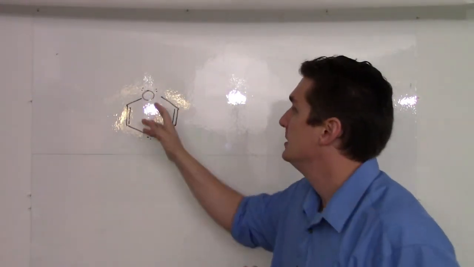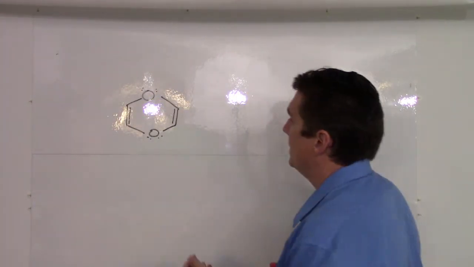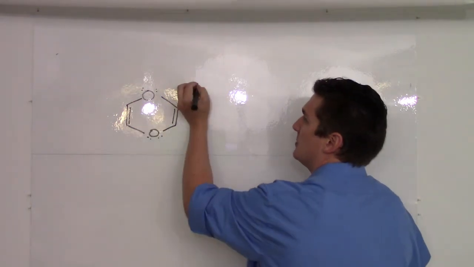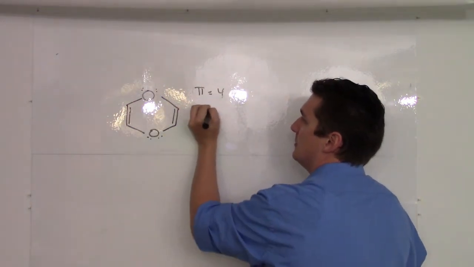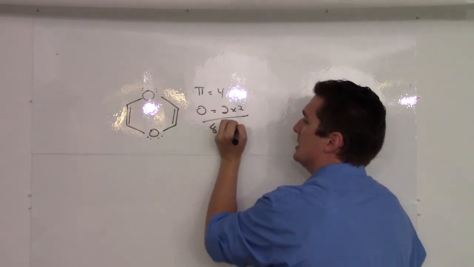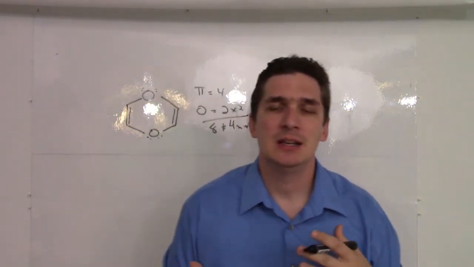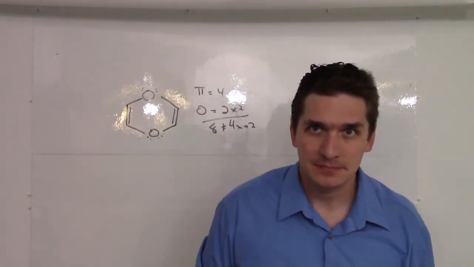We end up getting that this p orbital and this lone pair and this lone pair can participate in the ring. How many electrons do I have? Well, for my pi, I've got 4, and from each oxygen, I've got 2, which would give me 8, which is not 4n plus 2. So a compound like this would actually be anti-aromatic.